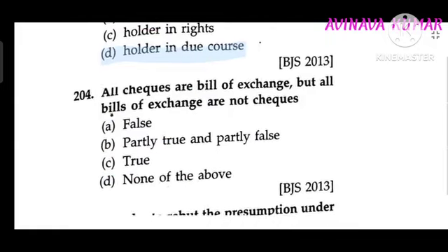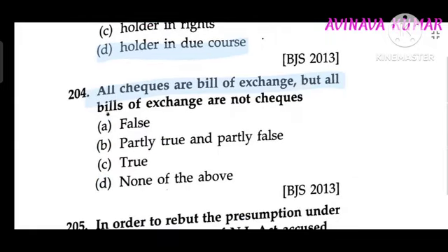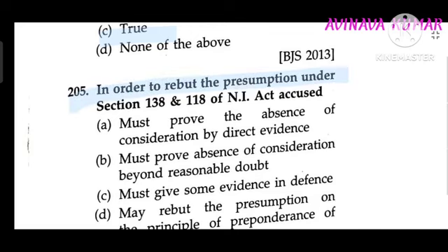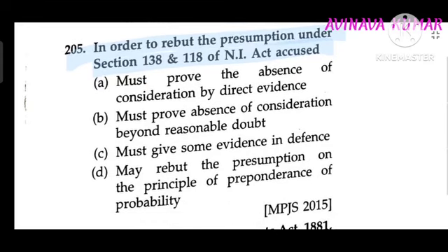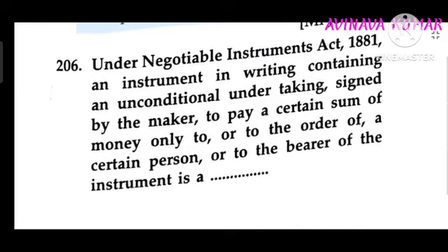A person who receives a negotiable instrument in good faith for valuable consideration is known as a holder in due course. All checks are bills of exchange, but all bills of exchange are not checks. True. In order to rebut the presumption under section 138 and 118 of NIA, the accused may rebut the presumption on the principle of preponderance of probability.